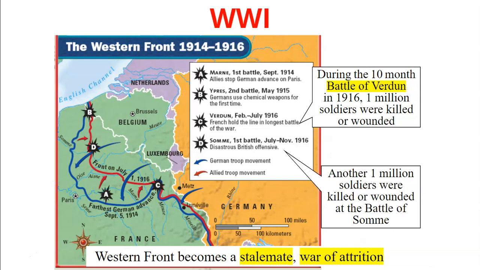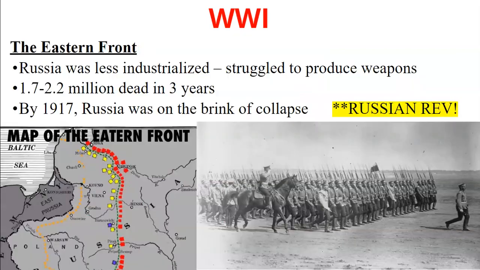All right, so we have the Western Front. It's going to become a stalemate, also known as a war of attrition. This means attempts to win a war by wearing down the enemy to the point of collapse, and essentially whoever has the most resources at the end wins. So yay. Ugh. All right.